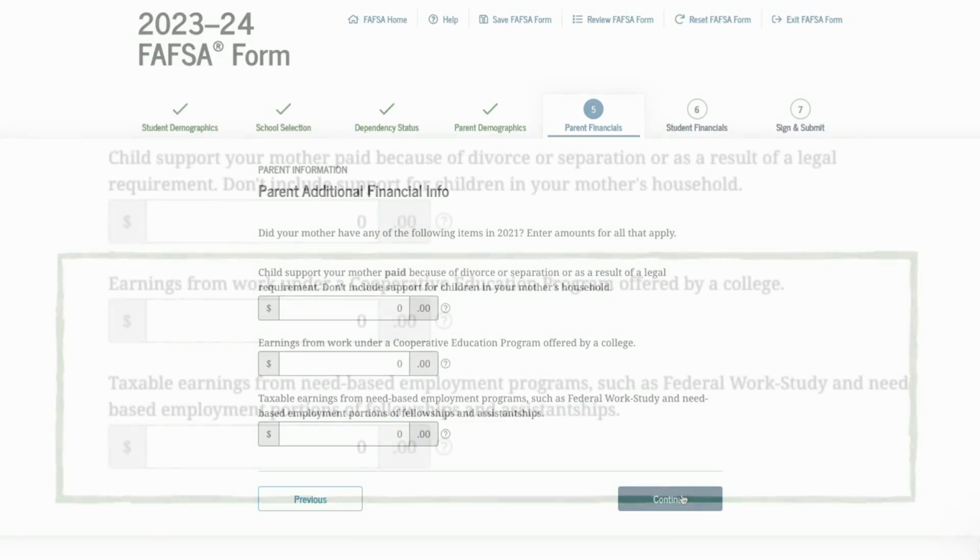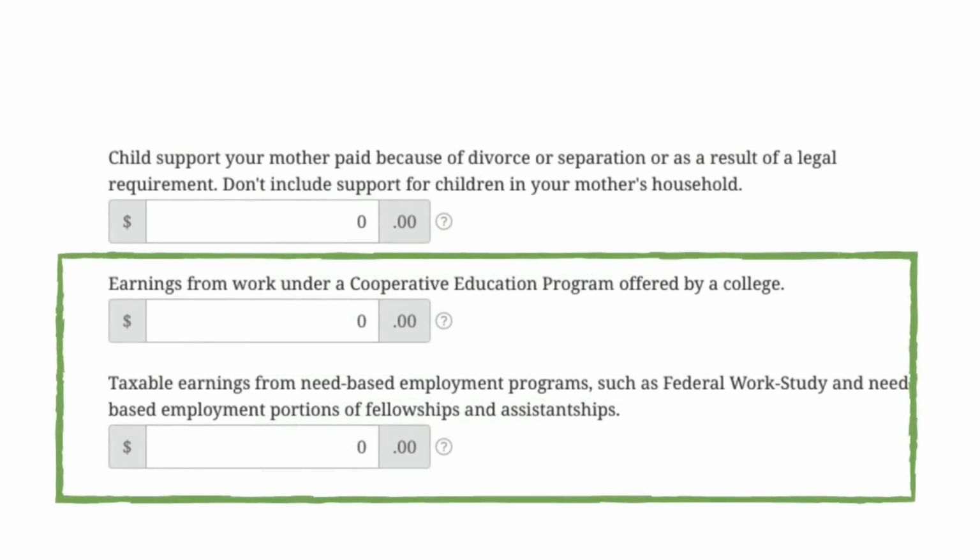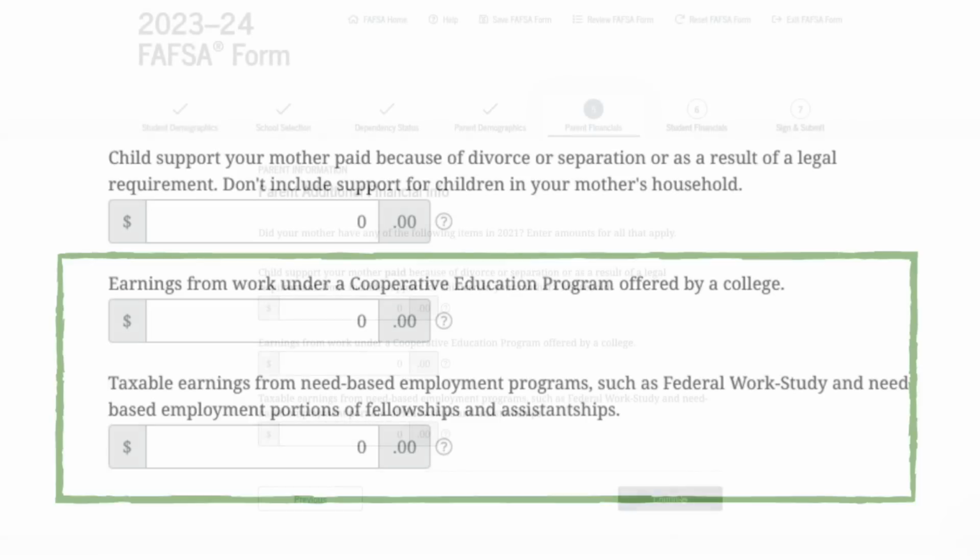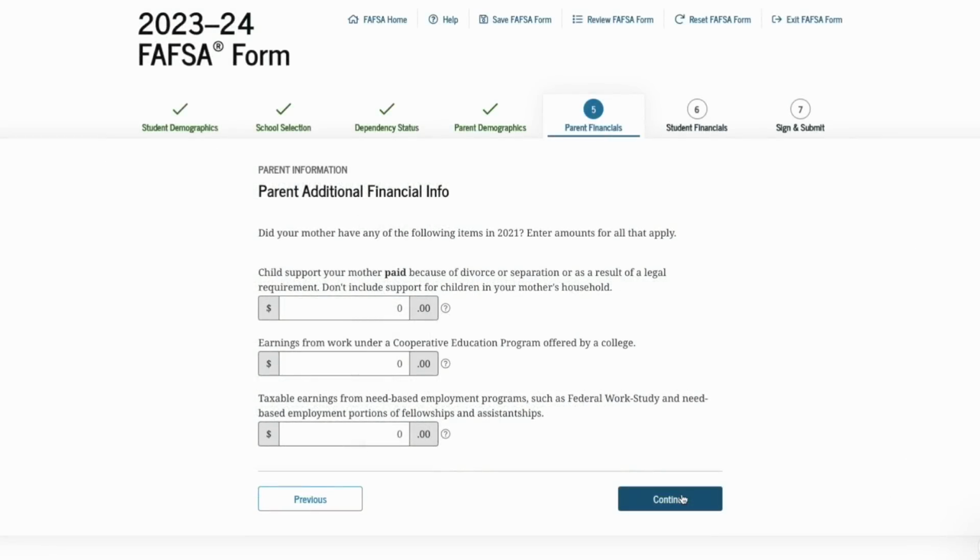The second 2 questions, again, would only apply if your parent was in college or in a graduate program, and they were earning money through a co-op or through other need-based employment programs. If your parents weren't in school last year, the answers are going to be 0 here.